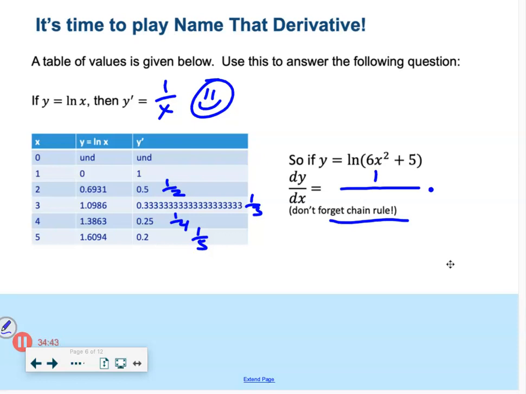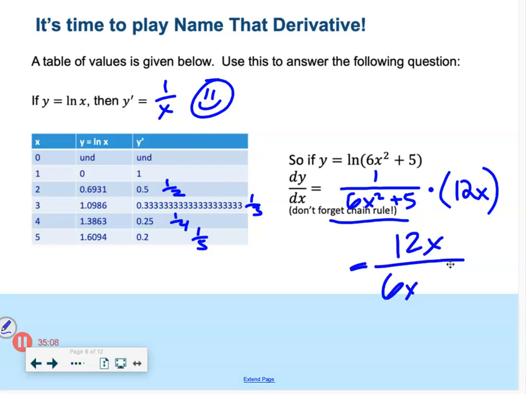Good. What do you think I'm going to put 1 over for this to start this derivative? You would be correct. But that's not an x. That's a whole expression. What am I going to have to multiply by? 12x, the derivative of the guts. Does that make sense? So if I cleaned it up, it would actually be 12x over 6x squared plus 5.